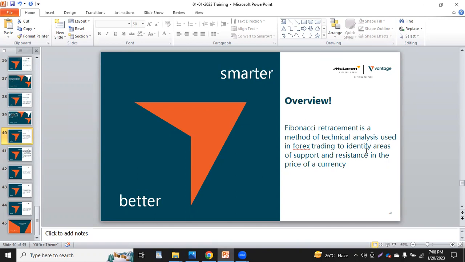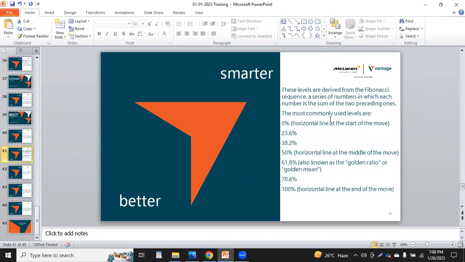But in this session, in this class, you're going to understand how to use it the right way. Where do you draw it? How do you draw it? And how do you position it on your charts? So that's why this is very important.